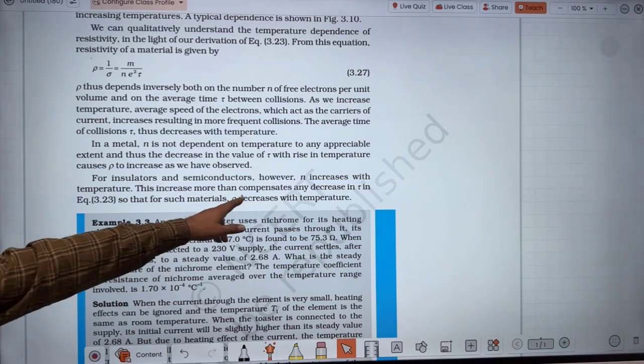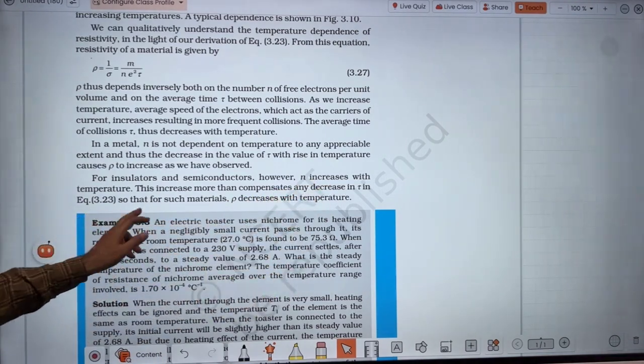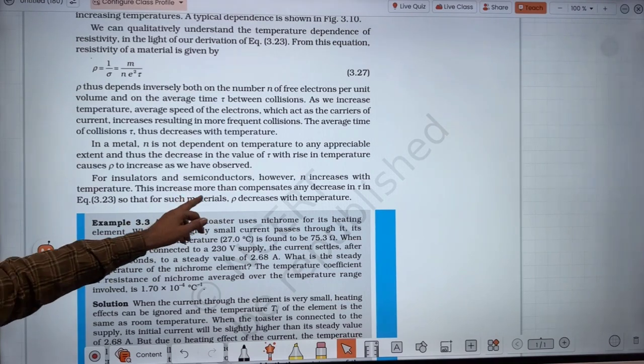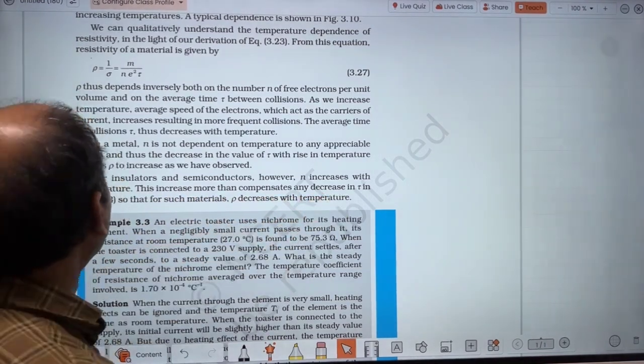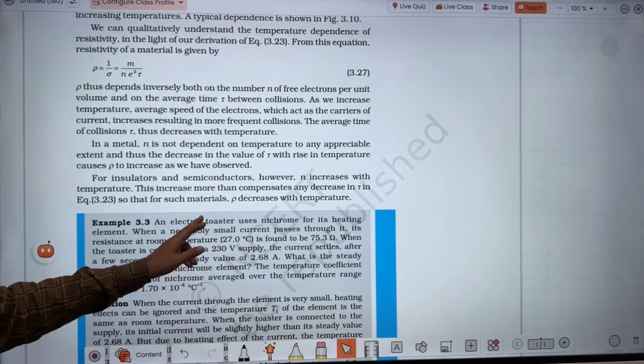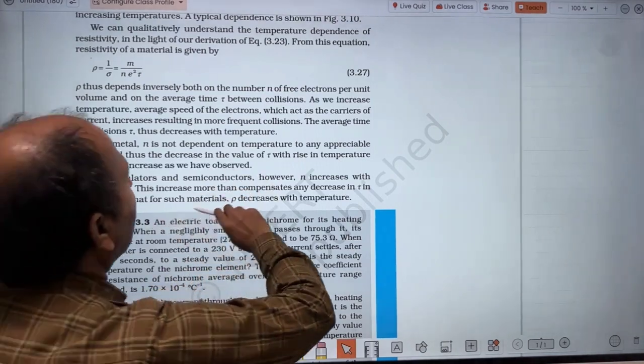For insulators and semiconductors, however, n increases with the temperature. This increase more than compensates for any decrease in tau, so that for such materials, rho decreases with temperature. So what you have seen here, two important facts are there.